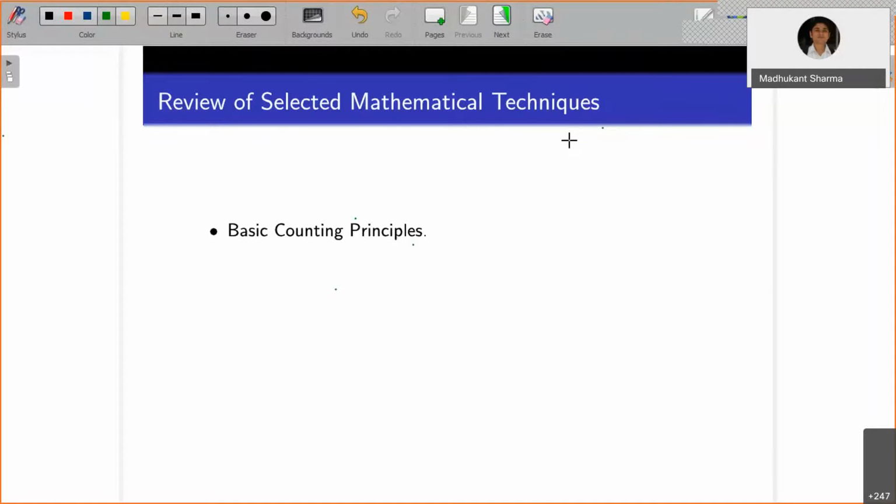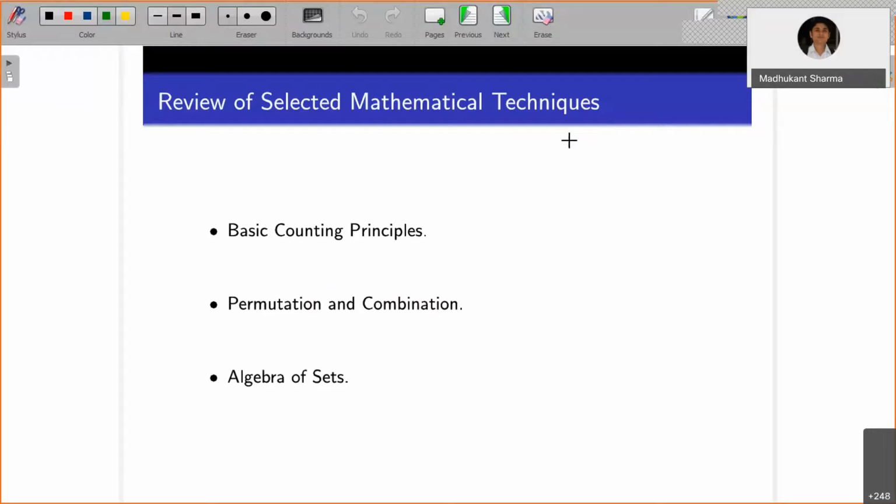So before we get into our main business, we will quickly review some selected techniques which are very basic to understand for this probability course, such as basic counting principles, permutation, combination, and at the end, sets. You are all familiar with these three things. We are going to work out a number of examples based on these topics.